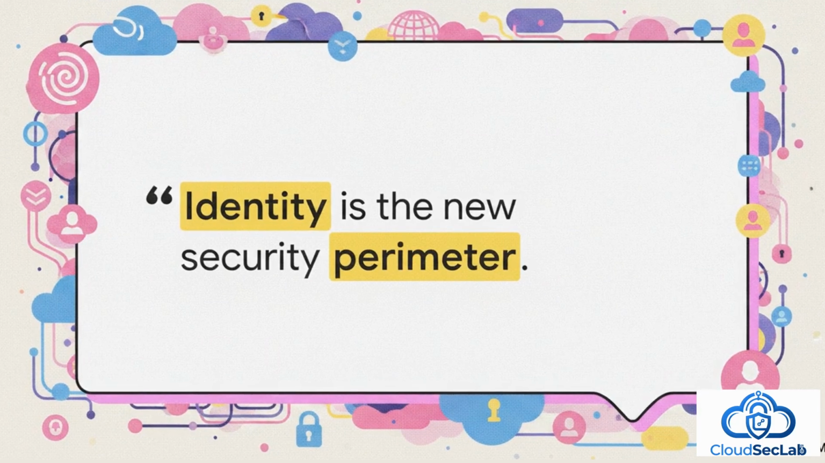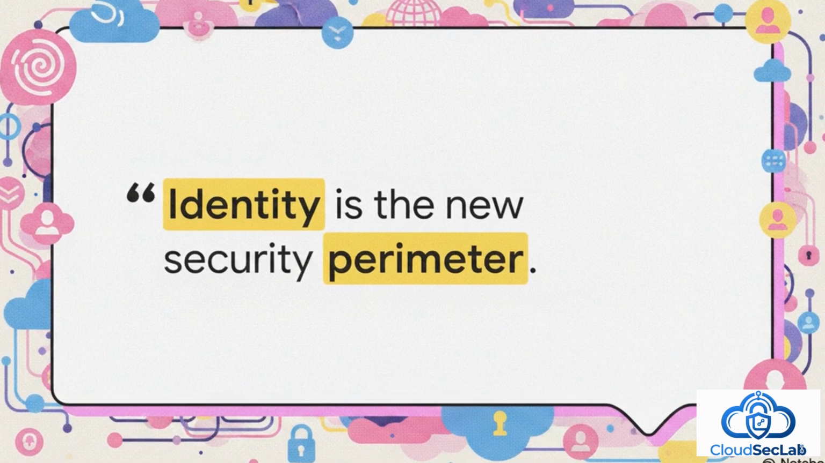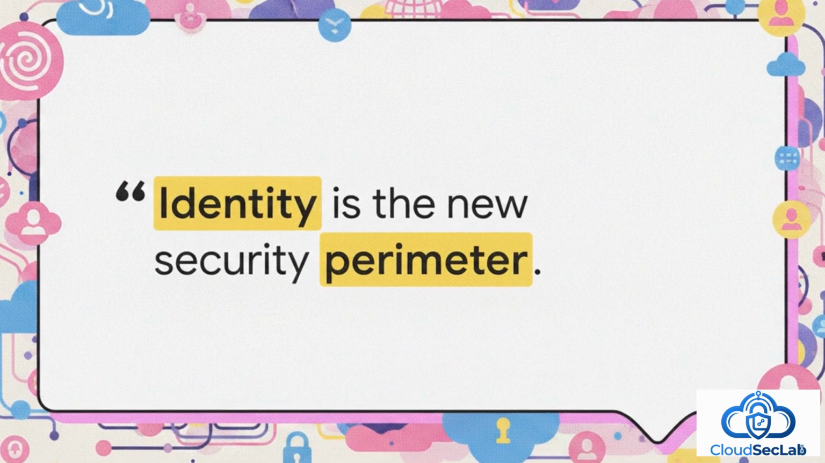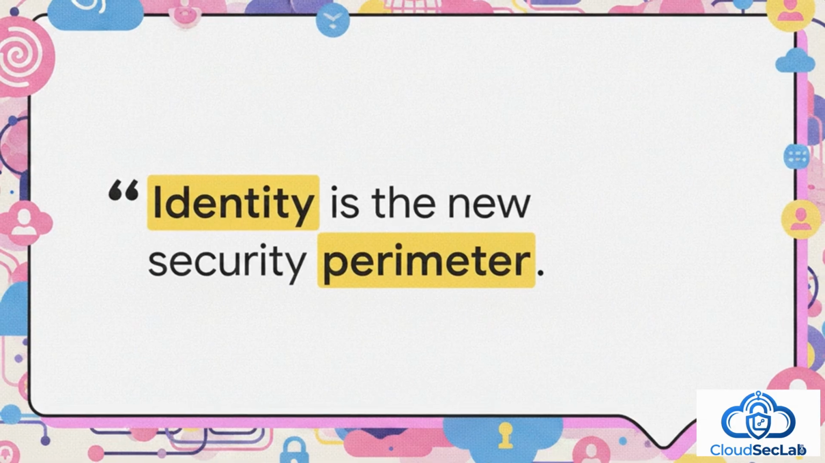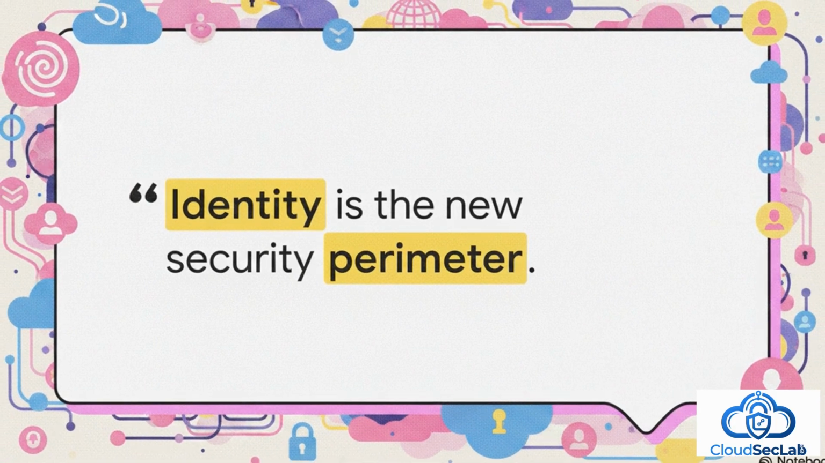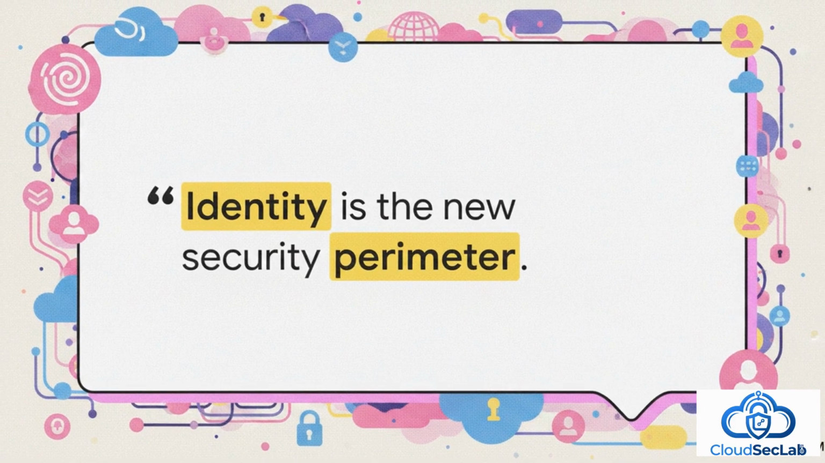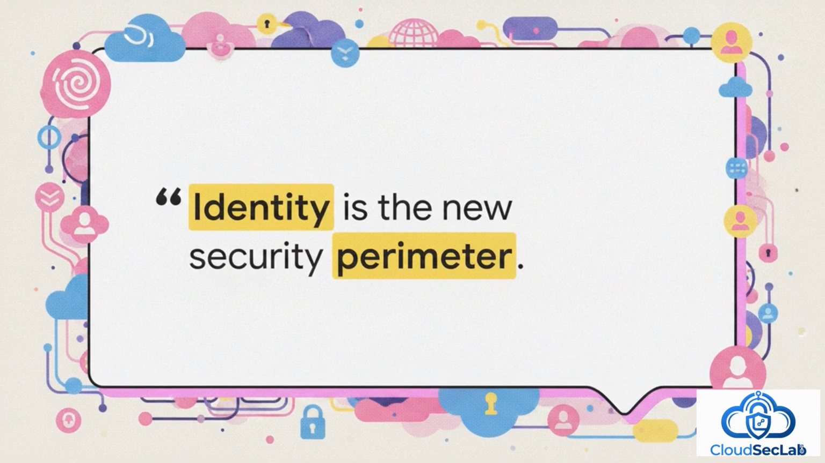Now this brings us to a massive foundational takeaway. Because your users can access the cloud from literally anywhere in the world, and there's no real physical network boundary anymore, identity is the new security perimeter. Identity basically answers the question, who are you and what are you allowed to do? This makes identity and access management, or IAM as we call it, your true front line.